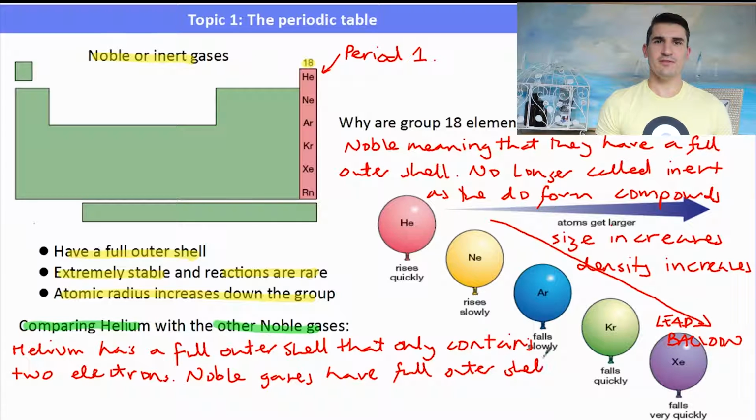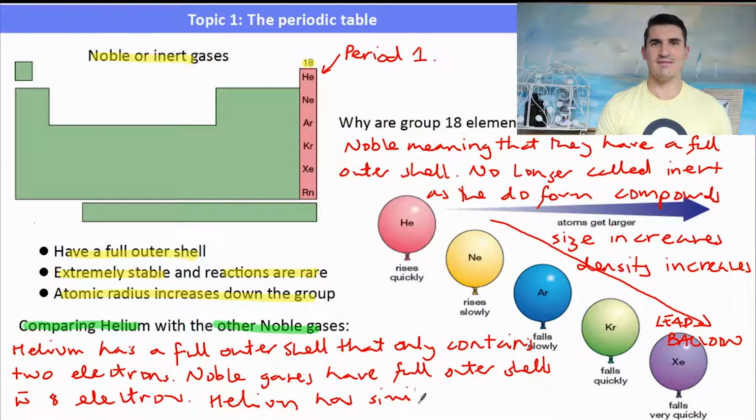What are some of the differences? Well, the difference between helium and the other noble gases is helium only has 2 electrons in its outer shell, while the other noble gases have 8. So that's one of the differences. The similarities are that they behave the same, because remember, things in the same group have similar chemical and physical properties.